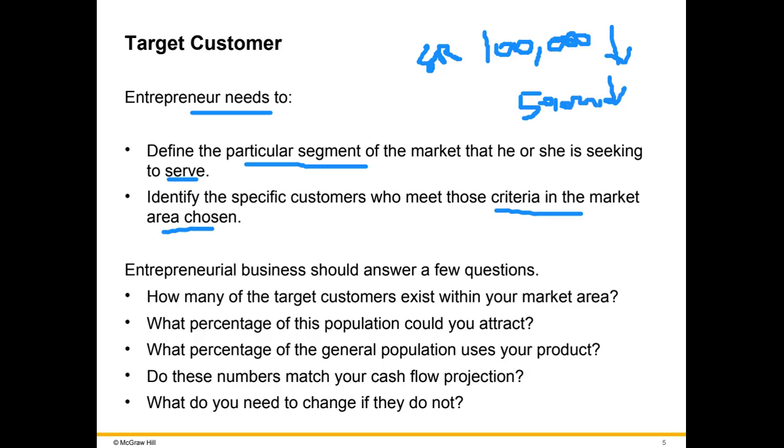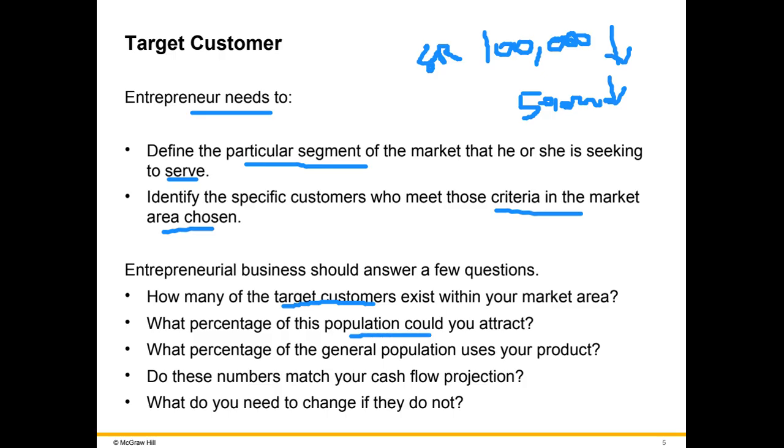An entrepreneurial business should answer a few questions, like how many of the target customers exist within the market area. If you are on precious or high-end niche products, then the number of customers might be limited, as we are talking about luxury product brands. But having said this, you must have an adequate number of customers available so that you can get your bid. And what percentage of this population could be attracted? So that is crucial.